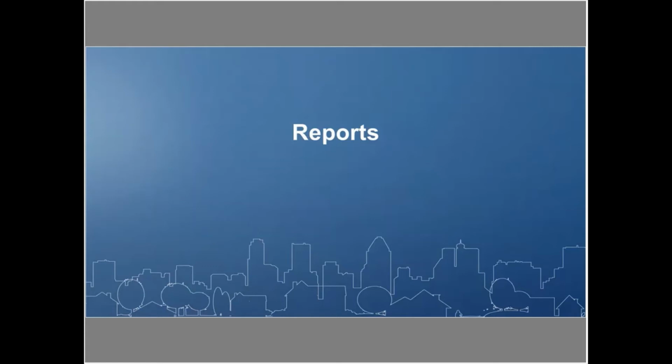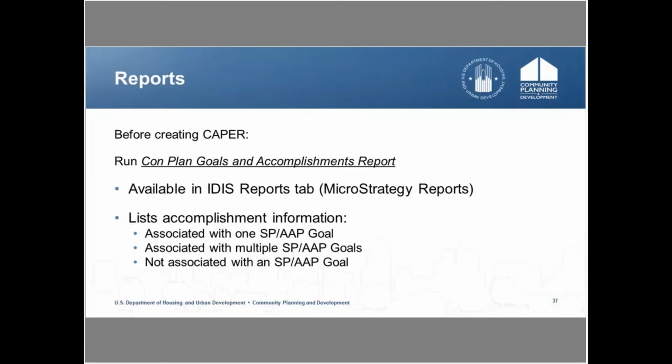Okay, so then moving on, we'll dive into a few reports. This Con Plan Goals and Accomplishments report is one of the best reports to run, but the key part is make sure you run it before you make the CAPER template. This report will give you a glimpse into how your CAPER will be populating data based on what the system sees for your action plan. This will highlight issues before you run the CAPER and then give you some time to rectify those.